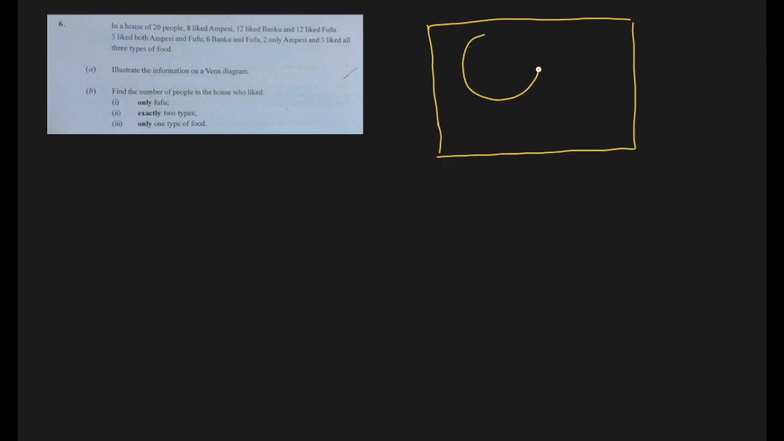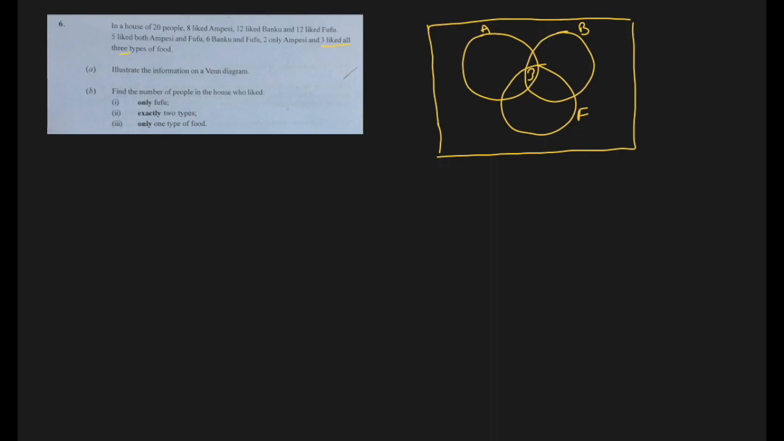This one circle is for Ampesi, this one is for Banku and Fufu. So let's call it A, B and F. Since they are saying illustrate the information on a Venn diagram, always start with this central part which is for all 3. So 3 liked all 3 types of food. This is where we'll start. So we'll write 3 here. It will help us to fill the Venn diagram better.